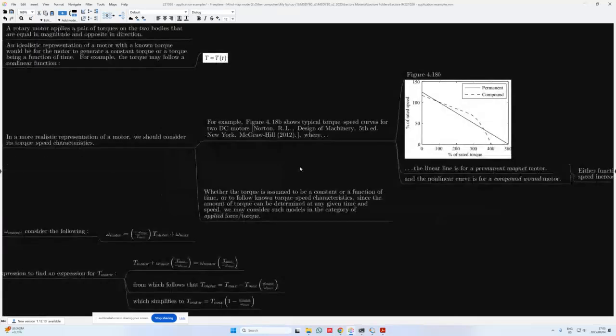Whether the torque is assumed to be a constant or a function of time, or to follow known torque speed characteristics, since the amount of torque can be determined at any given time and speed, we may consider such models in the category of an applied force or torque. And that is now where the user-defined force comes into play when we work with DAP-BC. So we create what we call a user_force.m file.